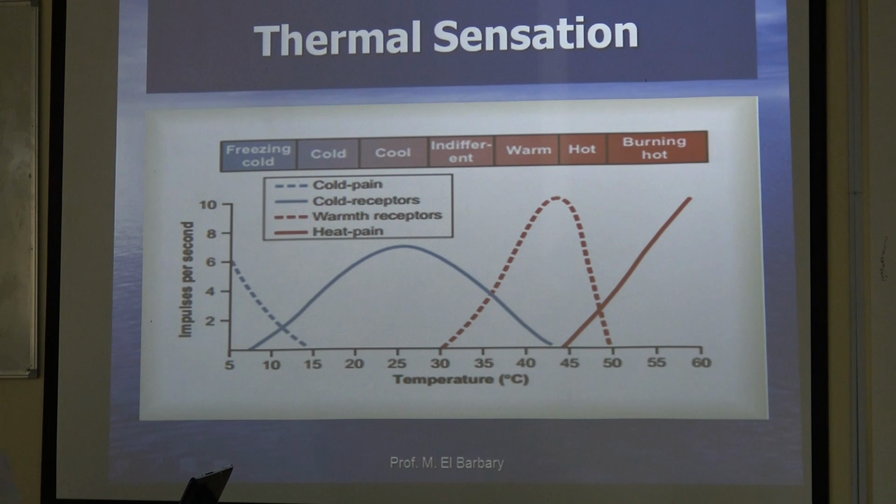We have 4 types of thermal sensitive receptors. First, cold receptors, and they are more numerous than hot receptors. The number of cold receptors is more numerous than hot receptors. So we have cold sensitive receptors, hot sensitive receptors, and we have 2 additional thermal sensitive receptors: hot associated with pain, so hot pain sensitive receptors, and cold associated with pain, which we call cold pain receptors.